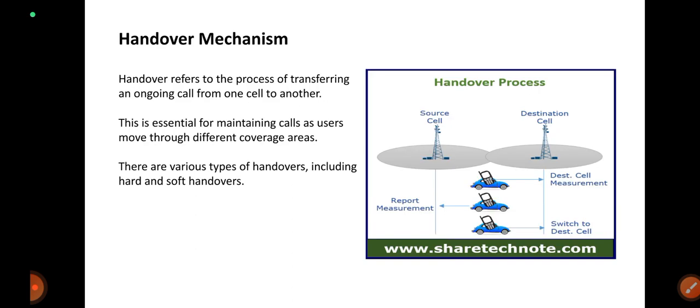Handover mechanism. The handover mechanism refers to the process of transferring an ongoing call from one cell to another. This is essential for maintaining calls as users move through different coverage areas. There are various types of handovers, including hard and soft handovers.